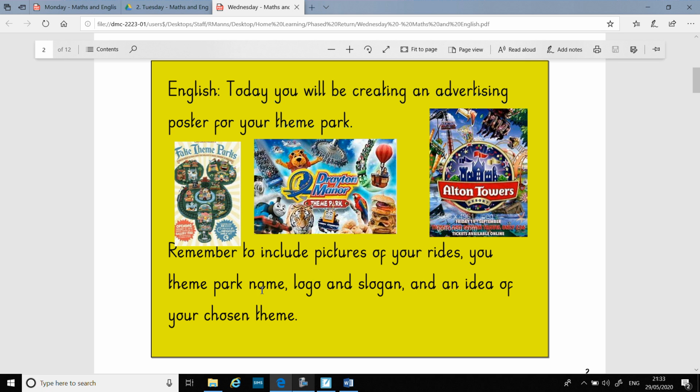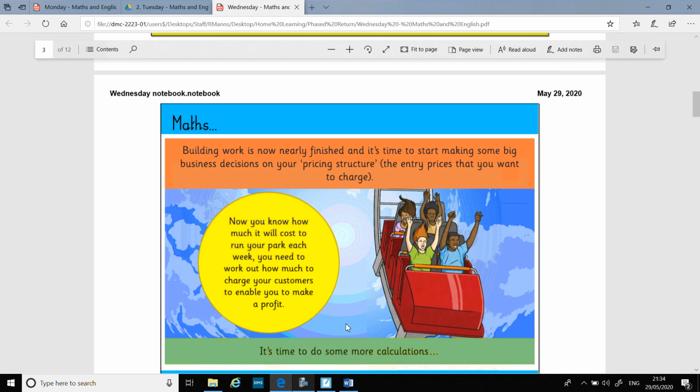Remember to include the theme park name, nice and clear, a logo, and your slogan, and also try and get it to fit your theme or your three themes, maybe depending on the different areas of your park. Okay, so that's your first task, to create an advertising poster.